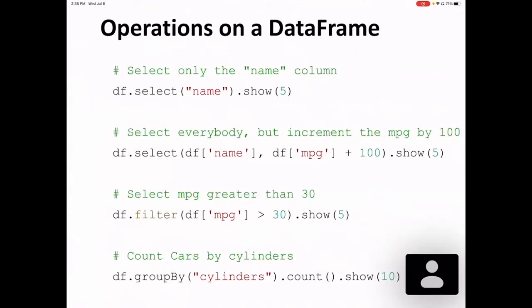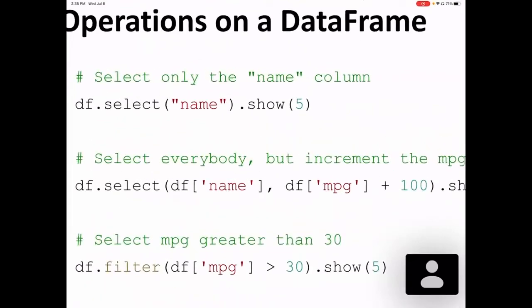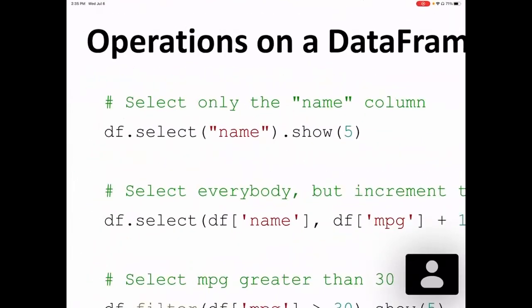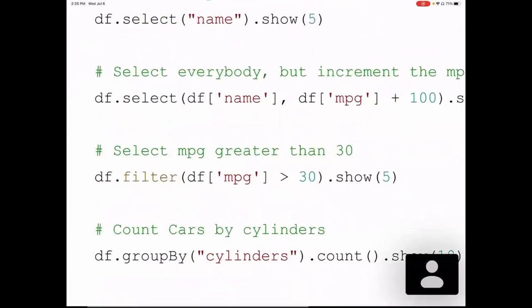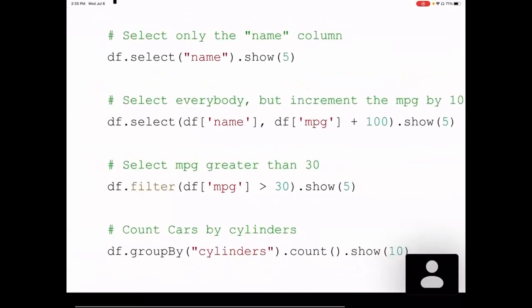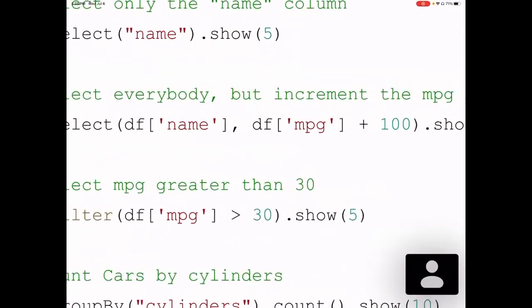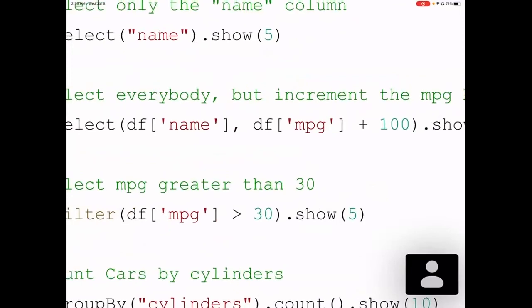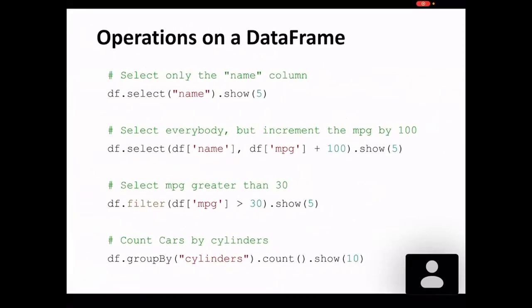For the first one, it's very simple. We select the column name and show the first 5 rows of it. The second one selects the names and also the mileage per hour, but to the mileage per hour I add 100. And then I show the first 5 rows.